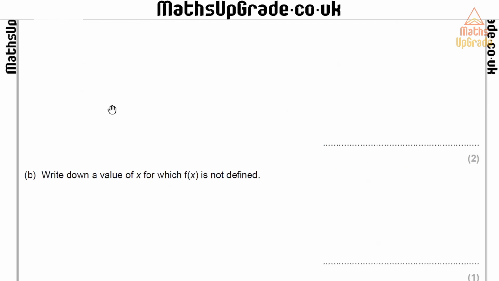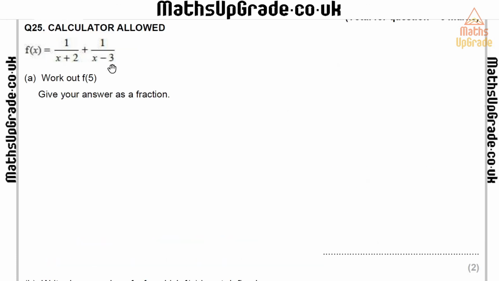The second part of the question says write down the value of x for which the function is not defined. So can you think of a value of x for which you cannot define this? In other words, think of when x can make the denominator of either fraction equal 0. Because when you divide by 0, you get an answer which is not defined. It's like infinity.